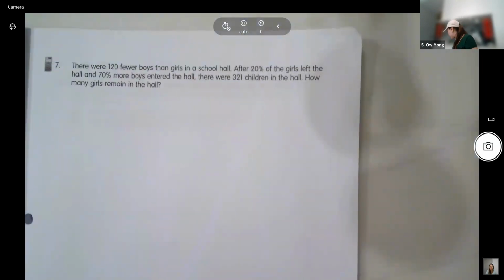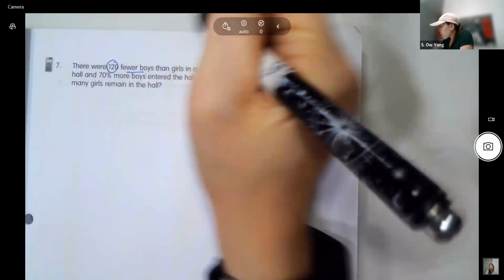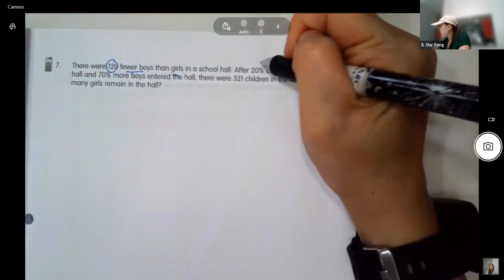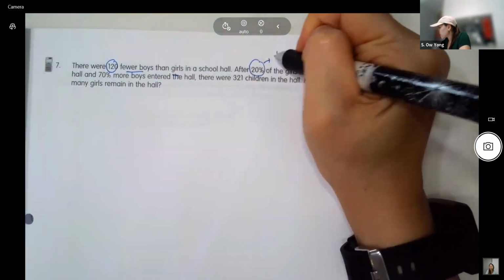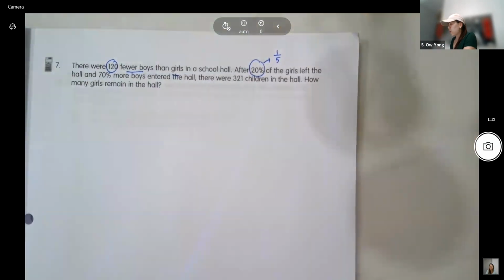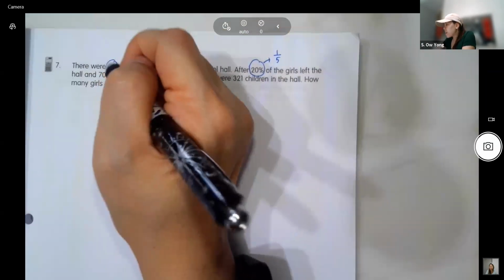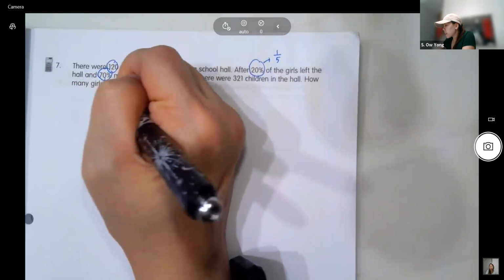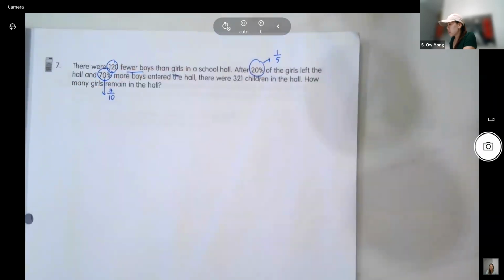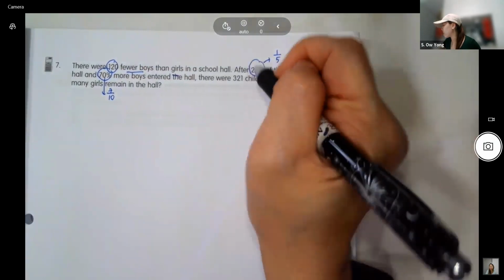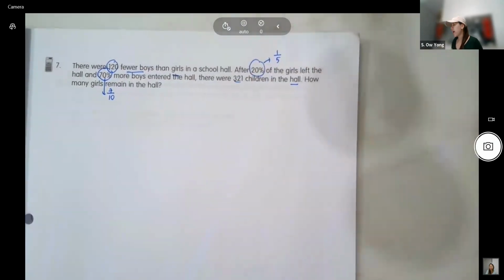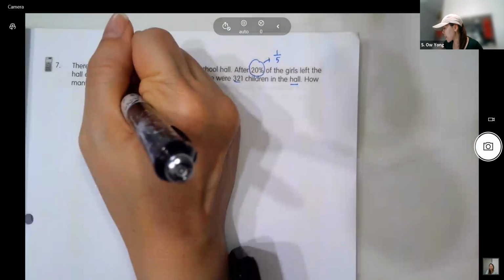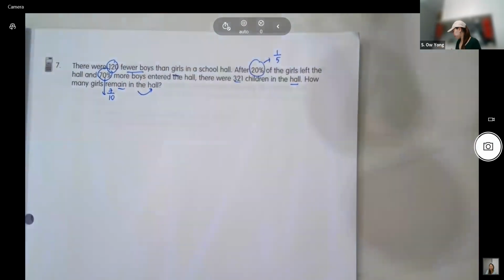There were 120 fewer boys than girls in the school hall. After 20% of the girls left the hall and 70% more boys entered the hall, there were 321 children in the hall. How many girls remain in the hall?